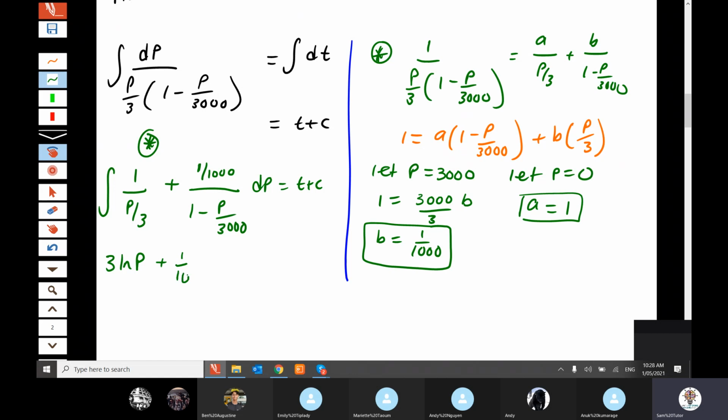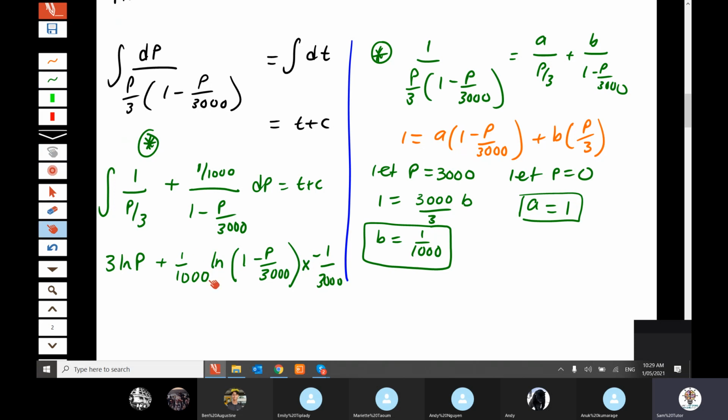Plus, that's why I left it as 1 over 1,000. So 1 over 1,000 log bracket, the bottom, 1 minus P over 3,000 times the derivative of the inside, or rather the reciprocal of the derivative of the inside. Correct? Now, I'll show you a mistake that students make, and this is where you pick up if you've done it right or wrong. So let's just say we do this mistake. We times it by the derivative of the inside. Fair enough? Okay, what happens?